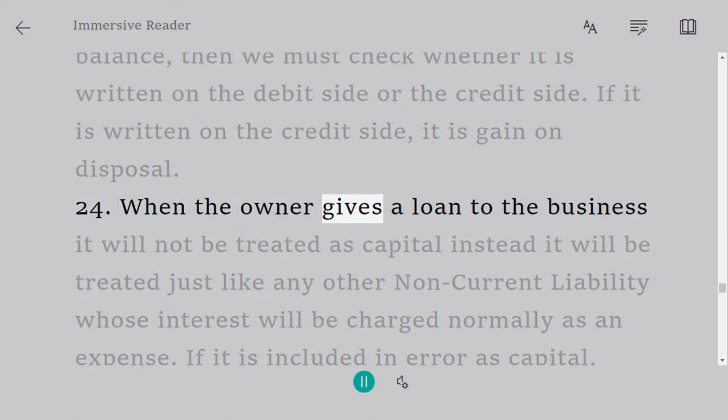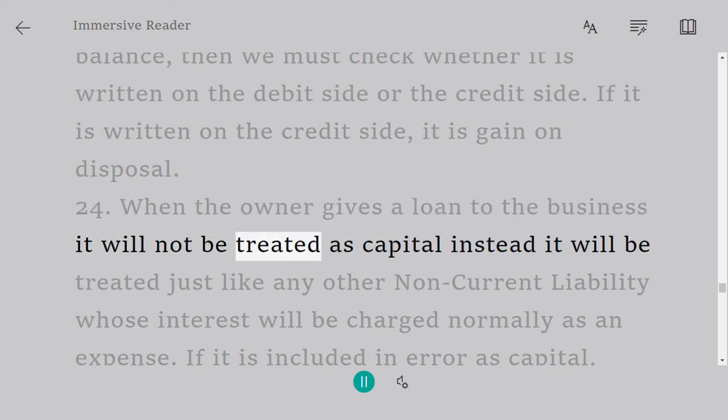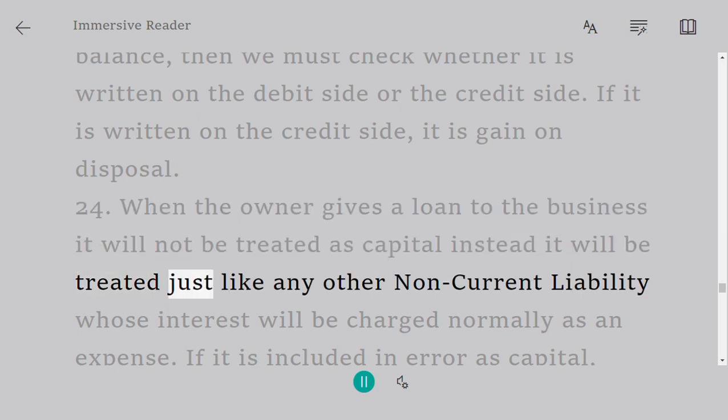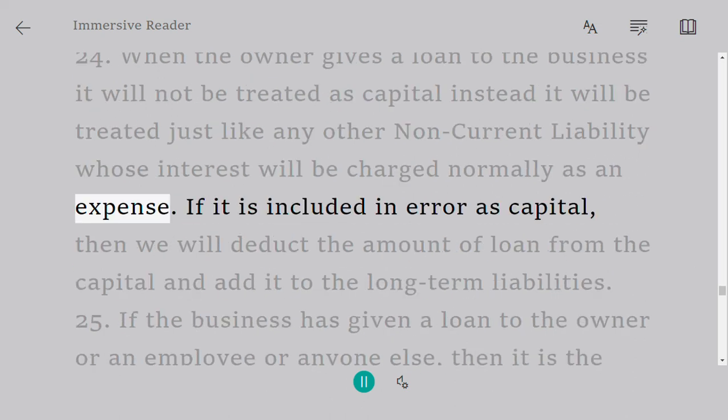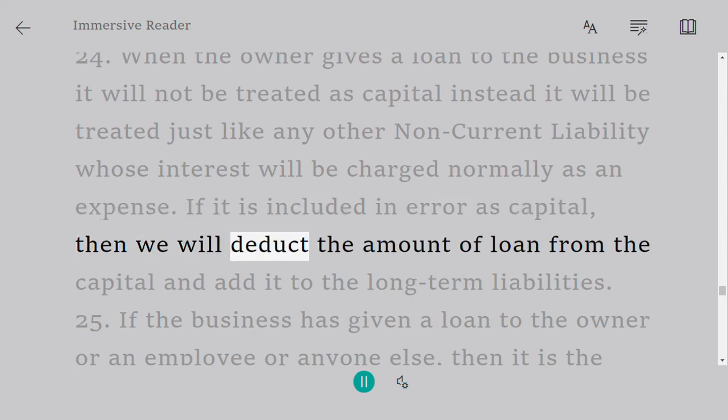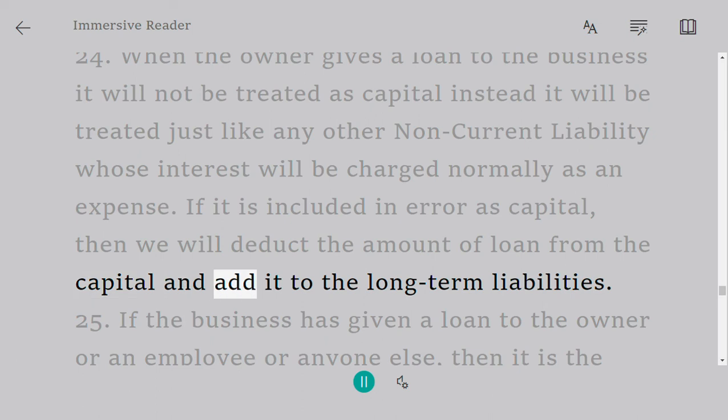24. When the owner gives a loan to the business, it will not be treated as capital. Instead, it will be treated just like any other non-current liability, whose interest will be charged normally as an expense. If it is included in error as capital, then we will deduct the amount of the loan from the capital and add it to the long-term liabilities.